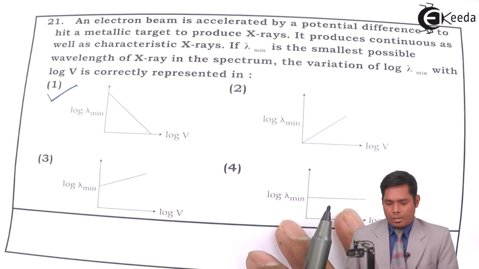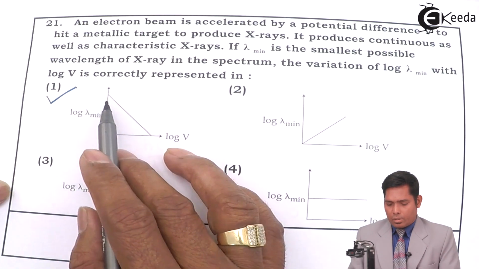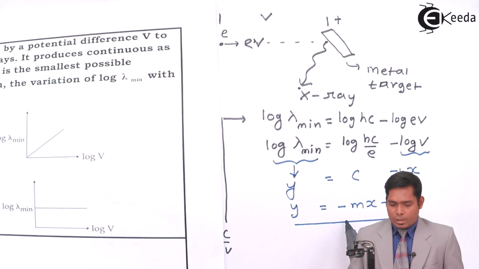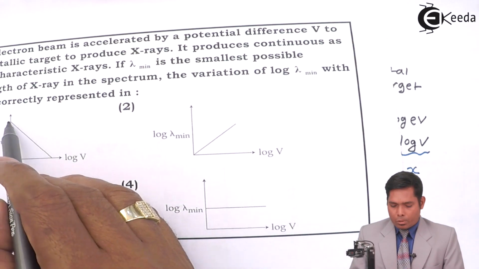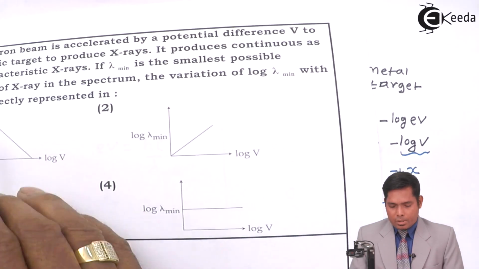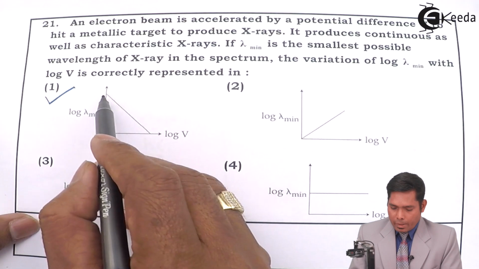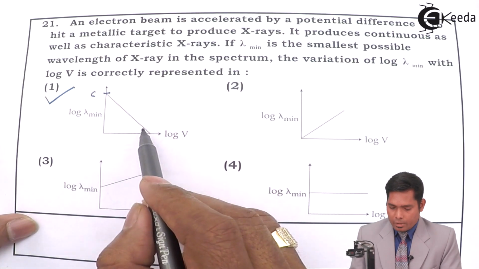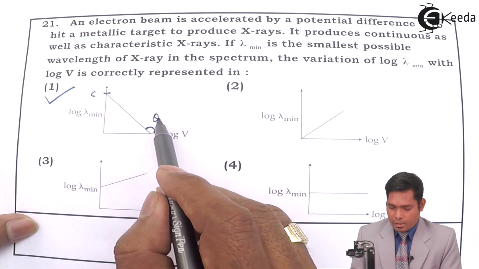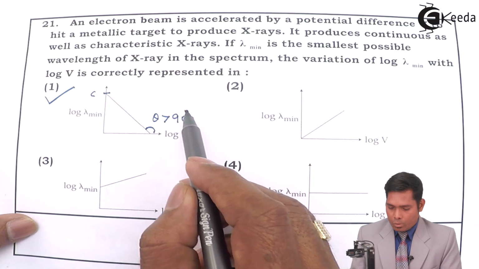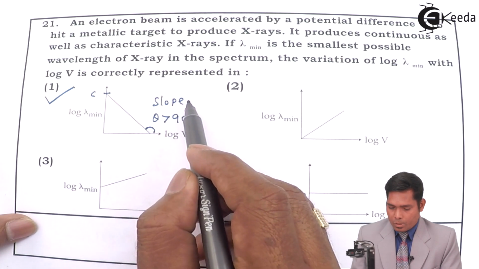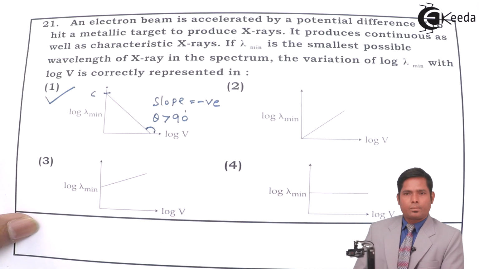This is the correct answer because if you plot this equation, it will look like this with a positive y-intercept, cutting at C. If I compare this with the equation, this will be my C, and here theta is greater than 90 degrees, so the slope is negative. So this is the correct answer.